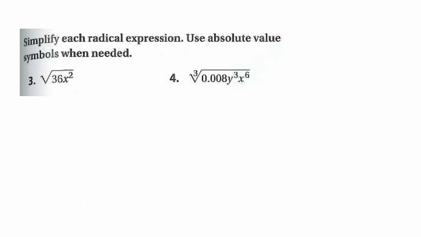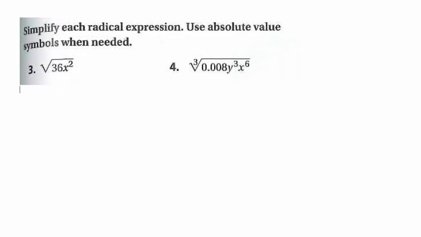All right, for these, remember the number part you can use your calculator for, but you've got to understand the properties when you're simplifying the variables. So I like to separate those into two different cases. So for the number part, you've got square root of 36. That's just 6, and this is the little principal square root sign, and then you've got square root of x squared.